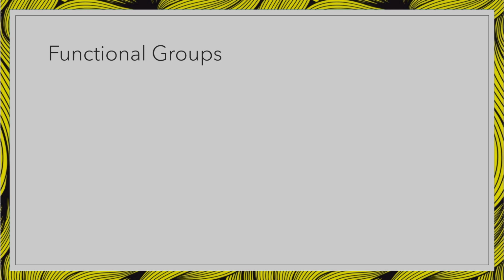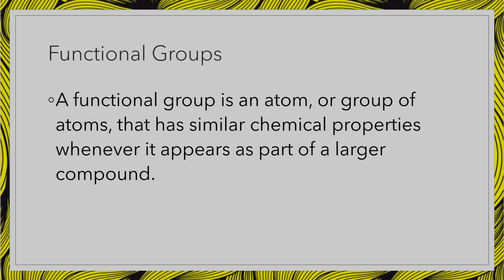Now, we need to discuss a little bit about functional groups. These are some other groups that we can add in that change the parent compound. So it changes it from an alkane, alkyne to an alcohol, or a carboxylic acid, or an amine, or whatever. Okay, it changes the fundamental name of the compound. Now, a functional group is an atom or a group of atoms bonded in a particular way that has similar chemical properties whenever it appears as part of a larger compound.